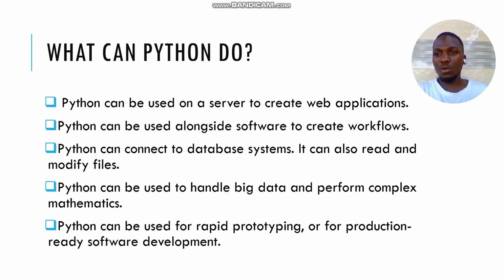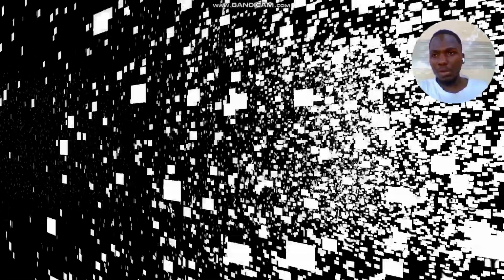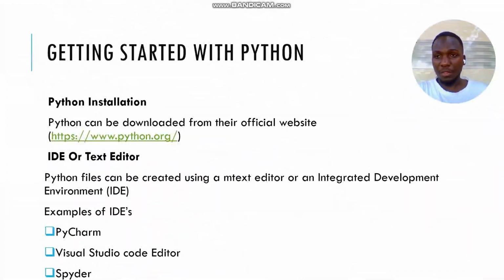Right? So these are not the only things that you can achieve with Python. I've just named a few, but there are several things that you can do with Python as a language. So let's get started with Python. First of all, you need to install Python on your machine. And how can you do that?